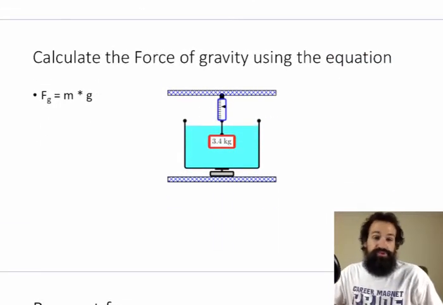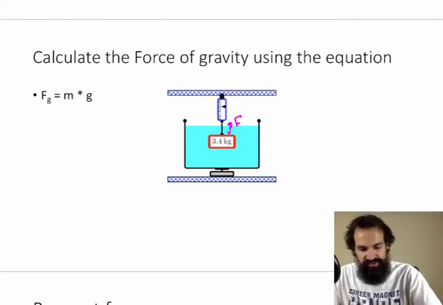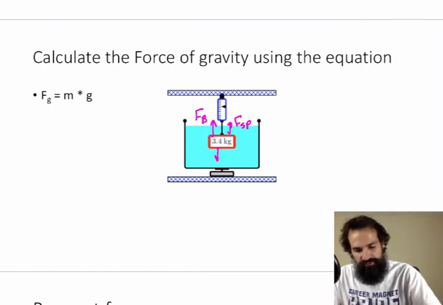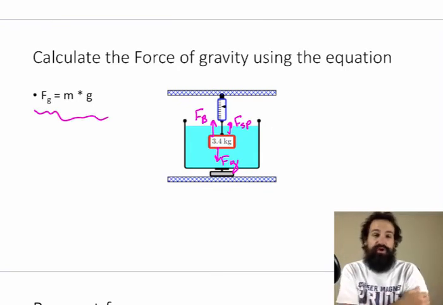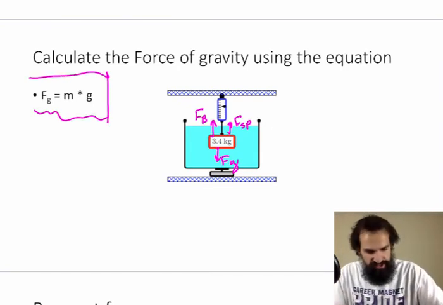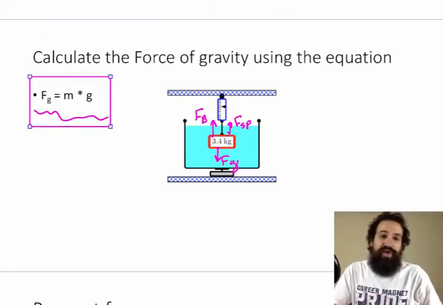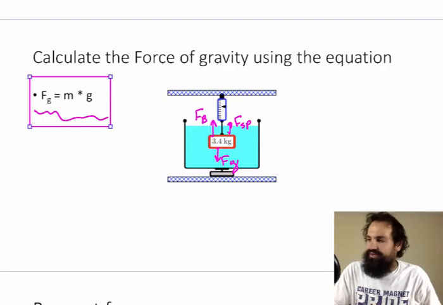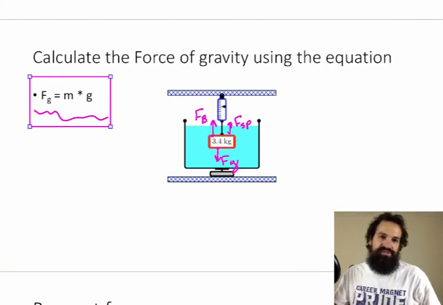All right, so now we're going to take that exact same problem, and I'm going to relabel the forces. We have spring force up, buoyant force up, and force of gravity down. And now I want to calculate the force of gravity acting on it using that equation. This equation is also essential. That's how you calculate the weight of an object. Again, I already told you, but it's mass times gravity, and gravity on Earth is 10 meters per second per second.